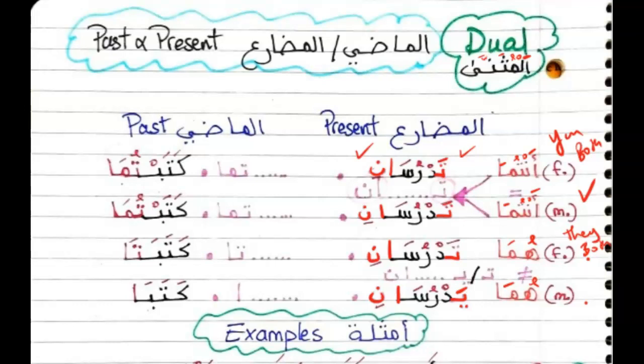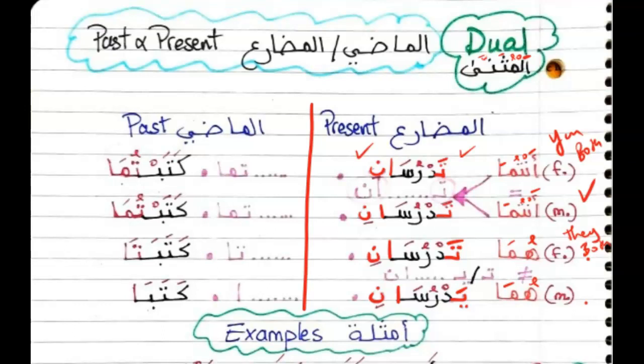Which wouldn't make a big difference because both of them are the same anyways. But the difference would be quite distinguished when you are talking about two people that are not present. When you are saying they, about two girls, you say tadrusan. They, about two males, you would say yadrusan. That's when it comes to the present tense.